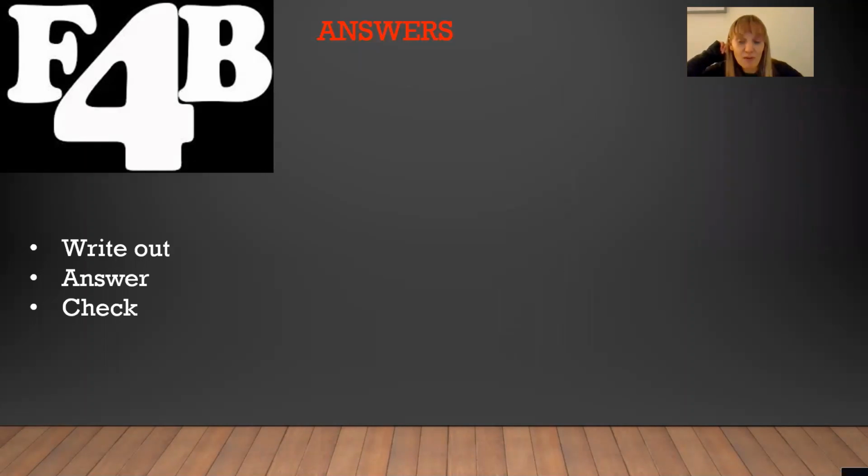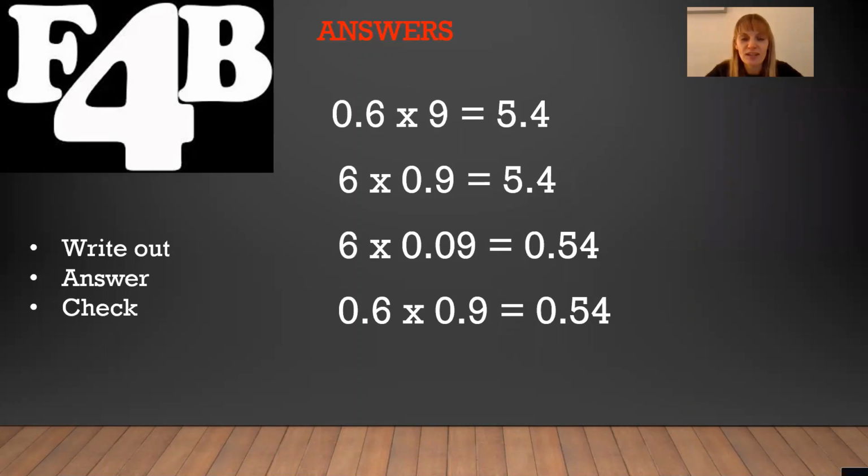All right, so well done. You've obviously had a go at calculating. Let's see how we've got on. Now, the first couple of questions, either the 6 or the 9 have been made 10 times smaller. So the 54 has got 10 times smaller. Question number 3, 0.09 is actually 100 times smaller than 9. So our answer is 100 times smaller.